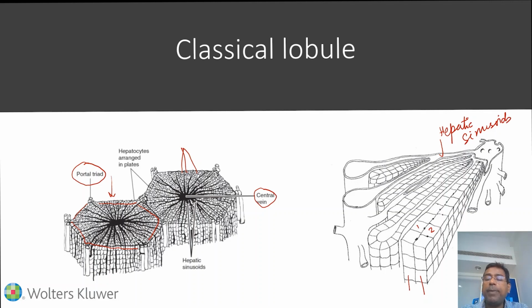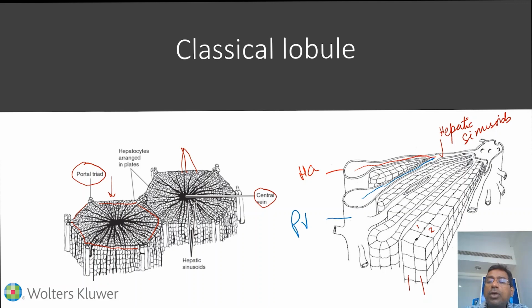We will see the hepatic sinusoids in the next slide, in detail. These plates of the hepatocytes may anastomose with each other. And in this figure, you can also see the portal vein. So the blood from the portal vein goes into the hepatic sinusoids. At the same time, that's the hepatic artery, and the blood from the hepatic artery also enters the hepatic sinusoids.